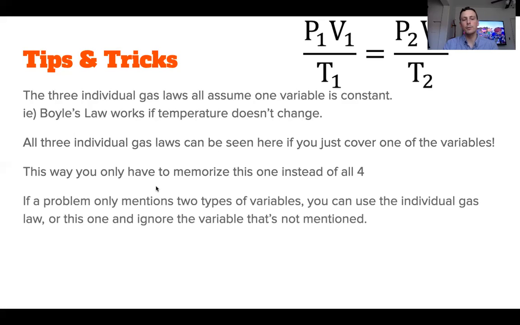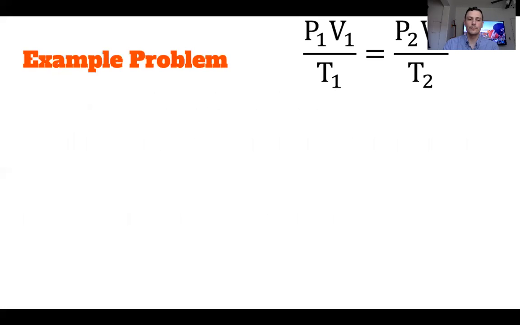So again, if a problem only mentions two types of variables, then you have two options. You can either go back and use the individual gas laws we've been covering for the last week, or you can just use this combined gas law for every single problem like this, and just ignore the variable that's not being mentioned. So if it says nothing about pressure, just ignore the pressure terms. Then you have V1 over T1 equals V2 over T2, which, voila, is Charles's law right there.